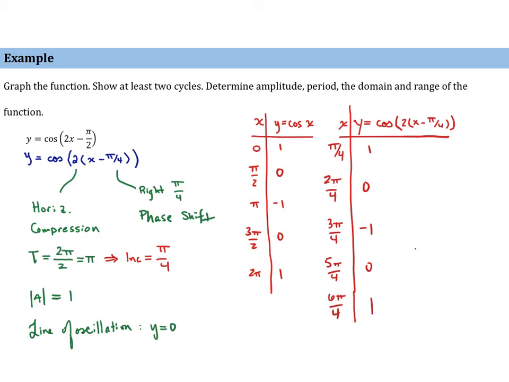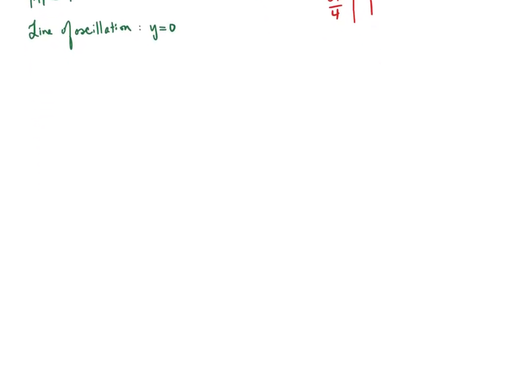So let's go ahead and move toward the graph. So if we go ahead and start with our first value of pi over 4, and then move up by our increment, so pi over 4, 2 pi over 4, 3 pi over 4, 4 pi over 4, 5 pi over 4, 6 pi over 4, 7 pi over 4, 8 pi over 4, 9 pi over 4.